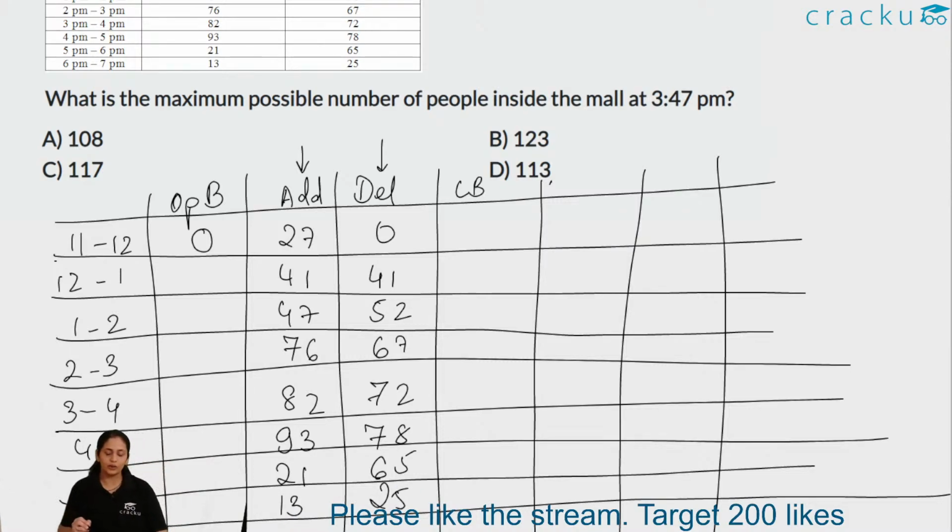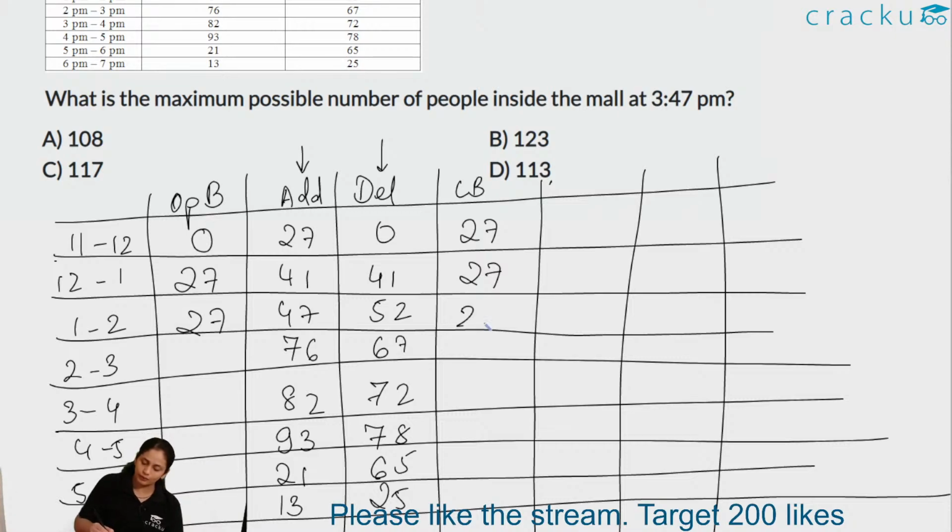Okay. So we'll do the opening balance, closing balance method. What is closing balance? That is opening balance plus addition minus deletions. So how much would be the closing balance in this particular case? That would be 27. So the opening balance here is 27. What would be the closing balance for 12 to 1? That is 27 plus 41 minus 41, so again it would be 27. Now the opening balance over here would be 27, and 27 plus 47 minus 52 would be 22. 22 plus 76 minus 67, that is basically plus 9, so this is 31. 31 plus 82 minus 72, so that would be 41.